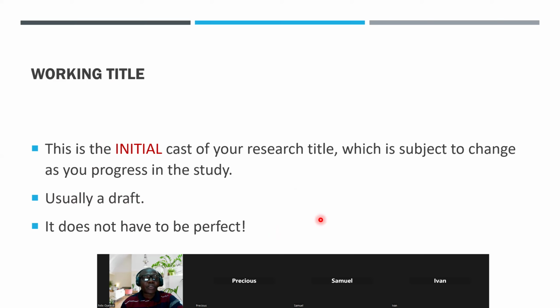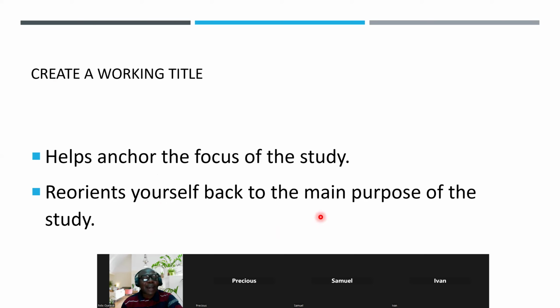Okay, good. So it does not have to be perfect. That is why we call it a working title. Now, the next is, how do you create a working title? Or why do you actually need to create a working title? Of course, I've told you that naturally, when you start a work, you need to have a working title.